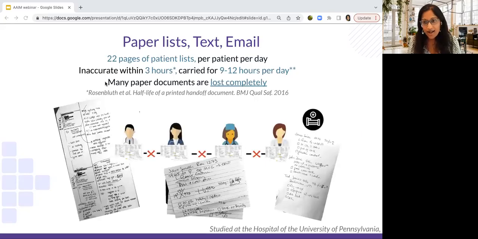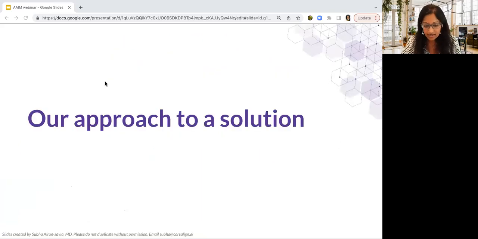We actually measured how much paper we were printing at Penn prior to creating this platform. This is just for rounding lists and handoff lists by doctors and nurses across the health system. We were printing 22 pages per patient per day. And when you think about how many pages that is, it's actually multiple millions of papers a year, just in lists of trying to coordinate with each other. And obviously that's inefficient, it's archaic, it's static, it's less than ideal.